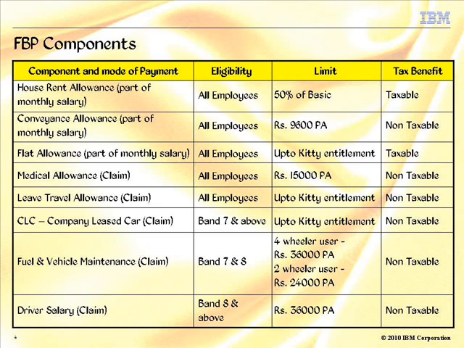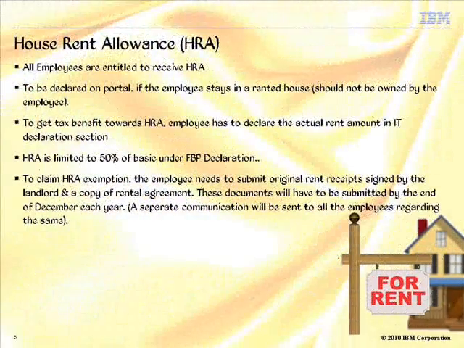Here is a quick overview of the FPP components, the payment mode, the eligibility, the limit, and the tax benefits. Please take a few moments to go through this. We will, however, explain each of these components in detail as we move along. Now, the house rent allowance.